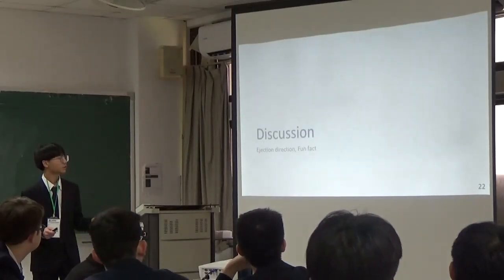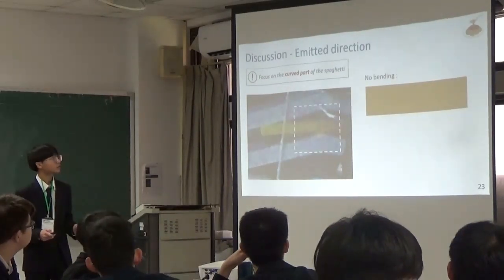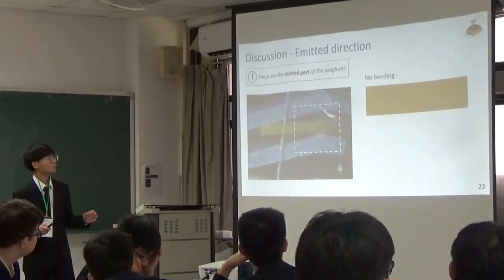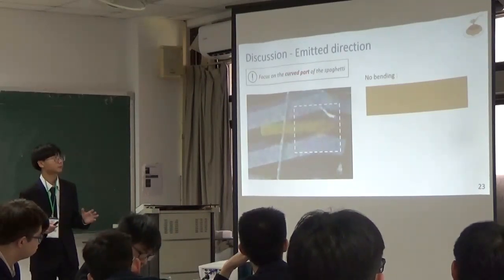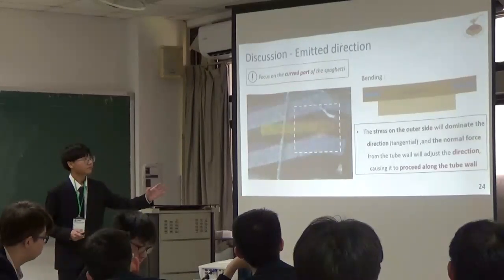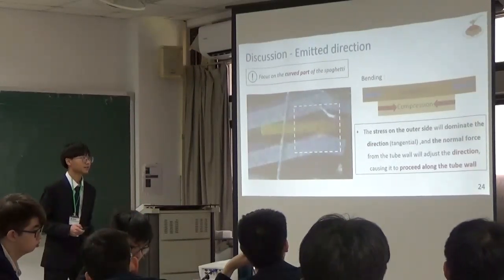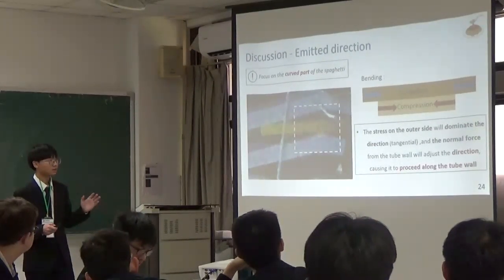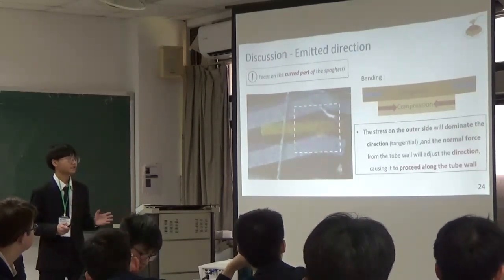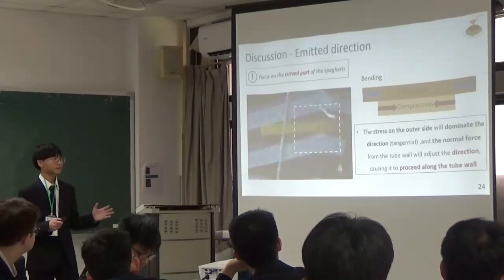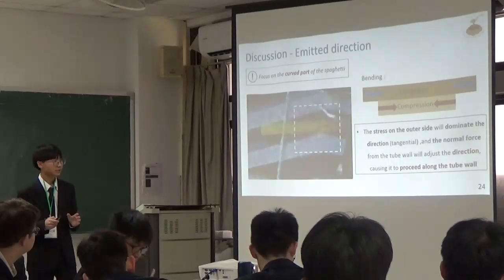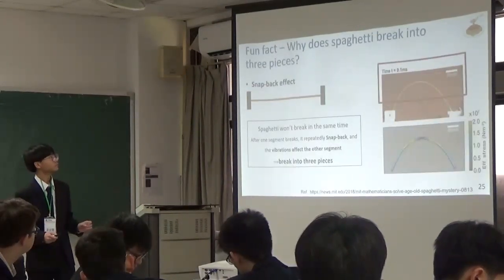And then we'll move on to the discussion. First is the emitted direction. We will focus on the curved parts of the spaghetti. When the spaghetti starts bending, it will cause elongation and compression, and the stress on the outer side of the spaghetti will dominate the direction. The force from the tube walls will adjust the direction, causing it to proceed along the tube wall.